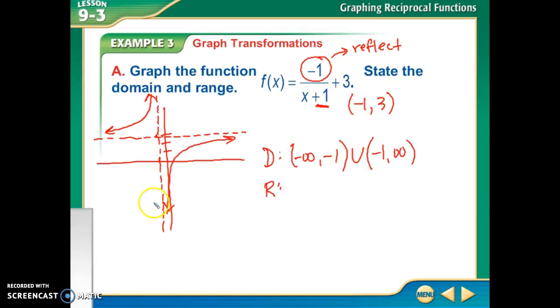Range is the same thing, but it's always whatever your horizontal asymptote is. So I'm coming from the bottom, I'm coming up like normal, and then I jump over at 3 and keep going. So my jump is at 3, and then I go to positive infinity.